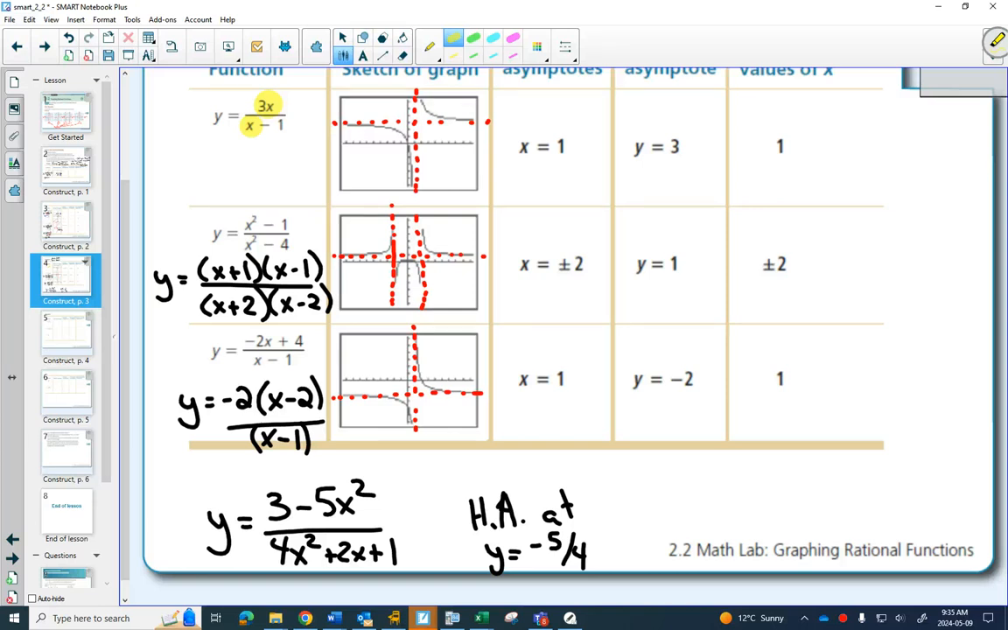In this one, the highest degree is an x squared, so if I look at the x squared and the x squared, 1x squared divided by 1x squared is 1. And in the third one, I've got a -2x divided by 1x, -2 divided by 1. And in the last one, a -5x squared and a +4x squared. I'll explain why that works tomorrow.